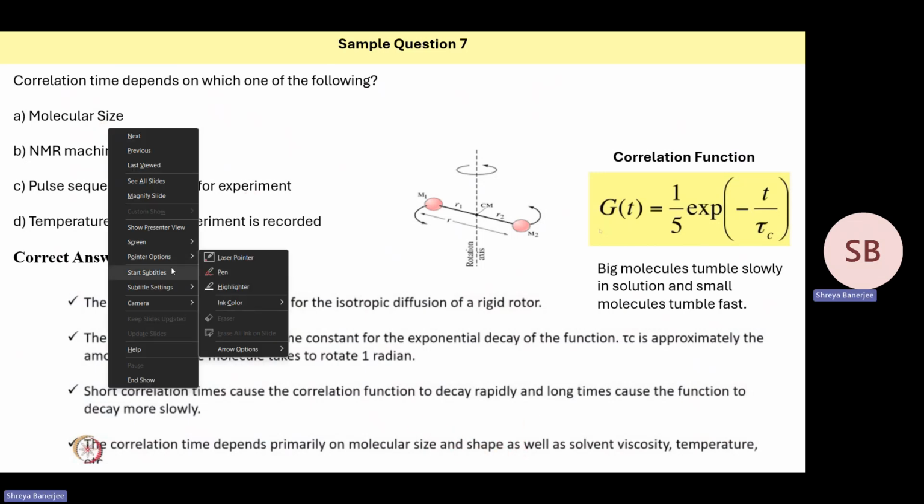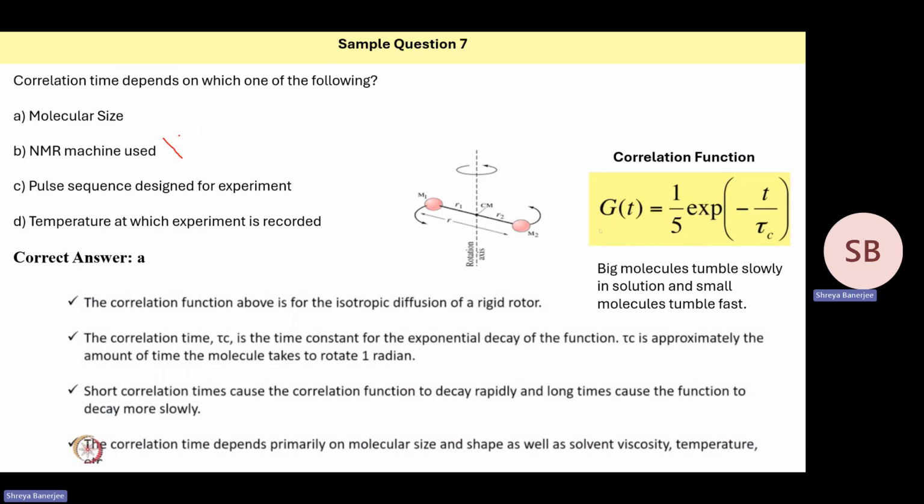So it does not depend on the NMR machine at all or on the pulse sequence. It does depend on solvent viscosity and temperature a little bit, so it can be option A or D. But if you have to choose one option, it actually depends on both molecular size and temperature. You can see temperature is a factor. But if you have to choose one, you should choose molecular size because that is the primary factor that affects the correlation time. So the correct answer is option A.